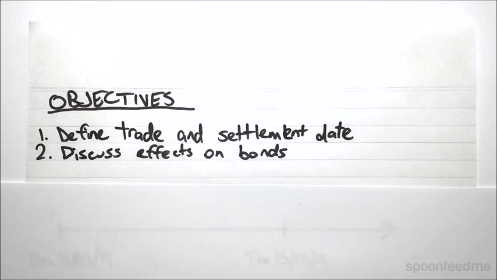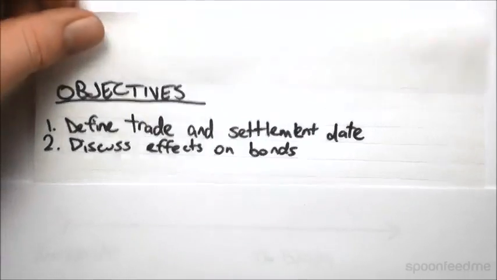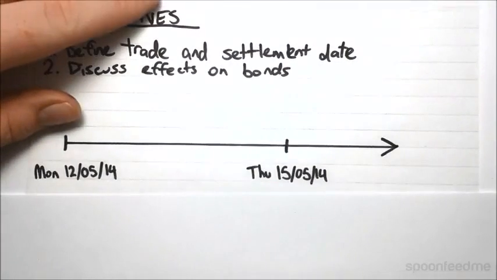But the reality of the situation is that a bond is sold over a period of multiple days. So we're going to have a look at that today by looking at the trade and settlement dates on bonds and then discussing how this actually affects the bonds. So, I've just got a little timeline here.